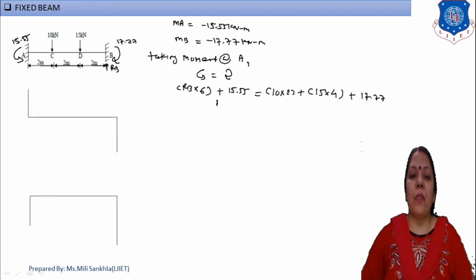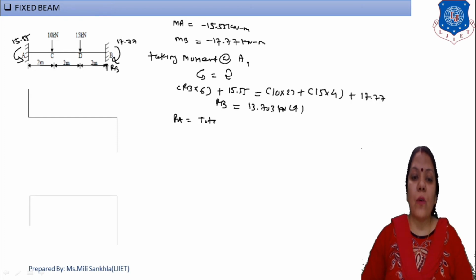Okay, after simplification we get RB is equal to 13.703 kilonewton in up direction. Now second, we find out the support reaction at RA. RA is equal to the total vertical load minus RB.